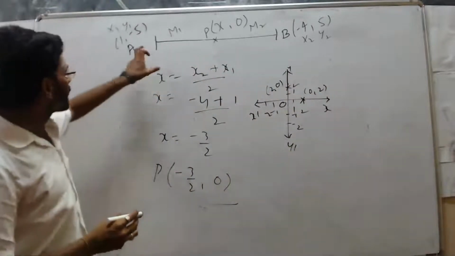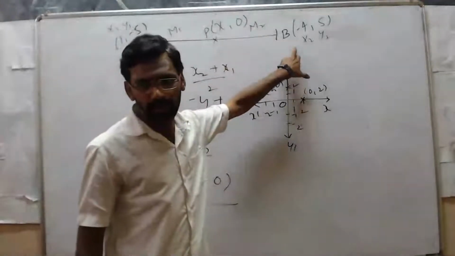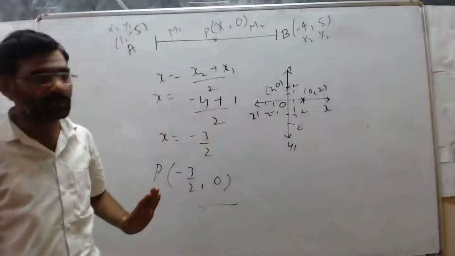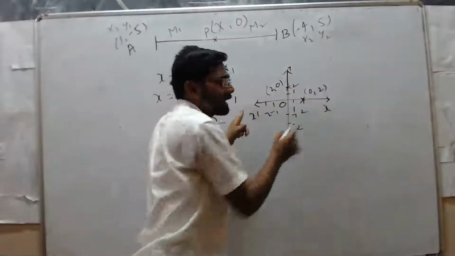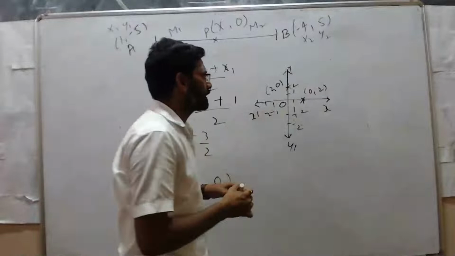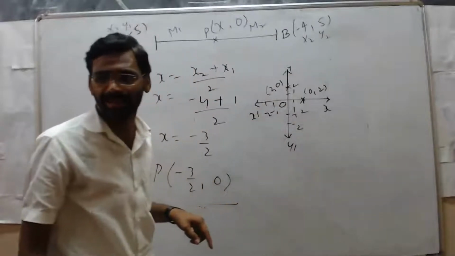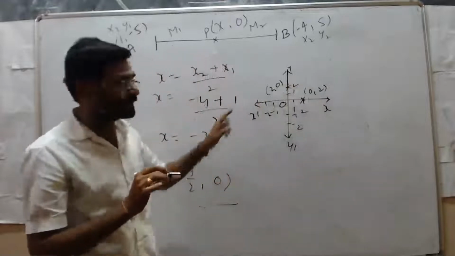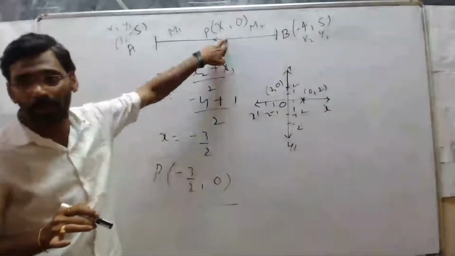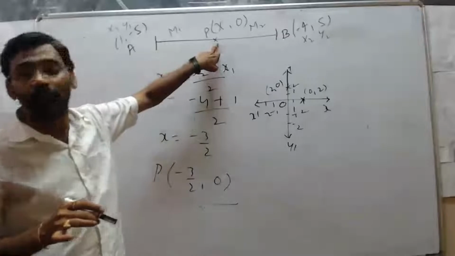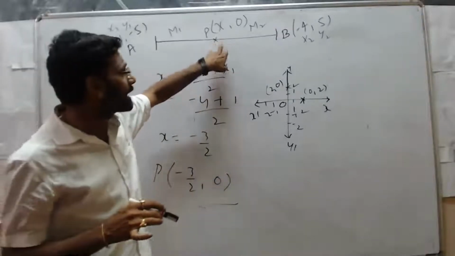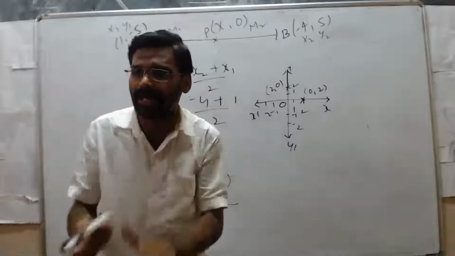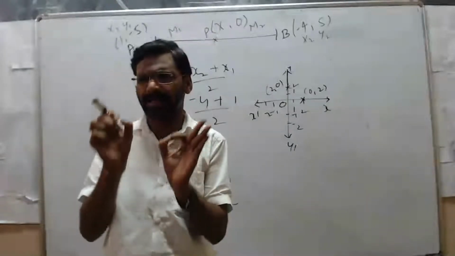Okay, here A and B is the line segment. This line segment is divided by the x-axis. You have to consider that this one is the line segment. This line segment is divided by what? The x-axis. P will divide this line segment. It means the line segment is divided by the x-axis.